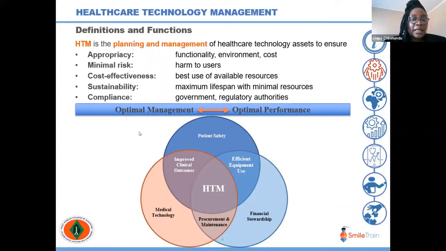There are three key elements whose intersection essentially defines healthcare technology management. That is the people element, where we're considering how safe our patients are. There is the financial element, which is a very big driving force for healthcare technology because it affects our procurement, it affects how we manage the equipment. Then there's the technology itself.